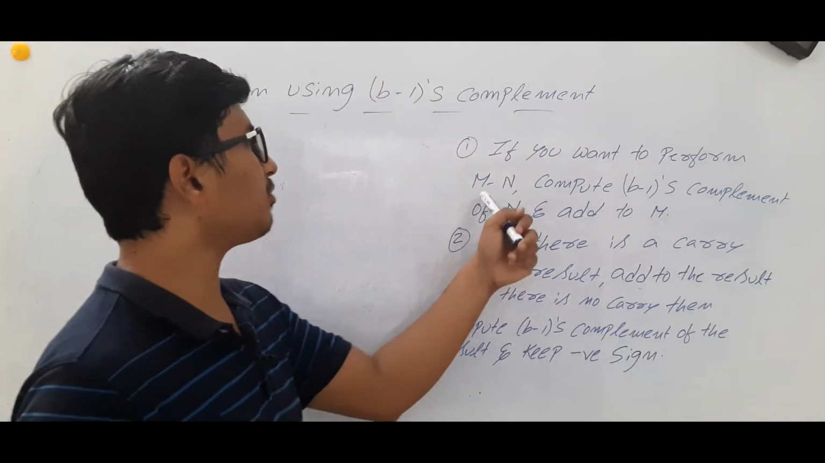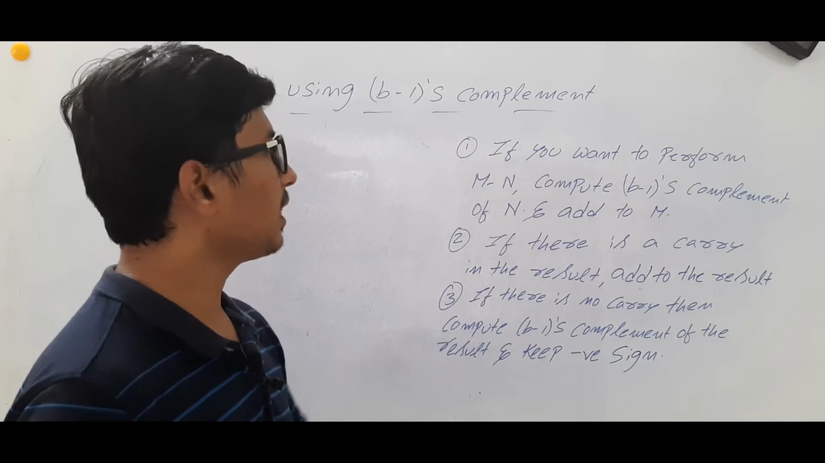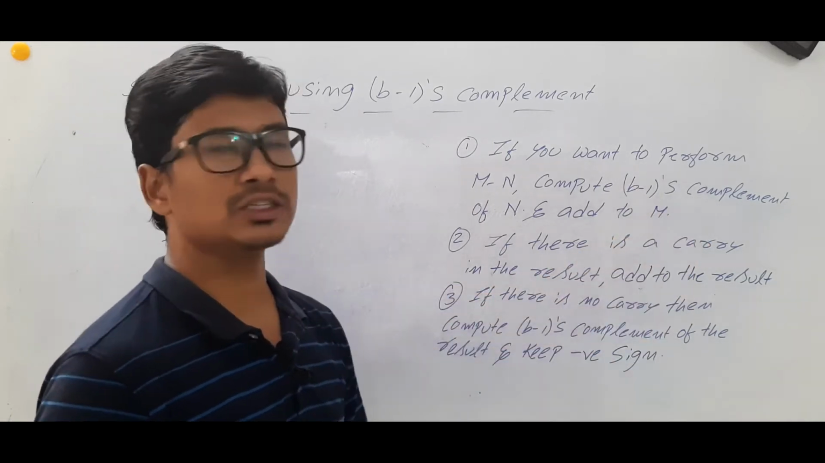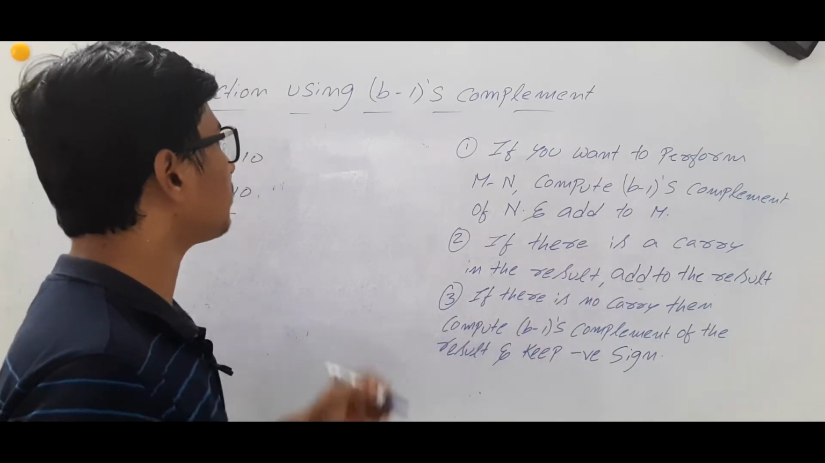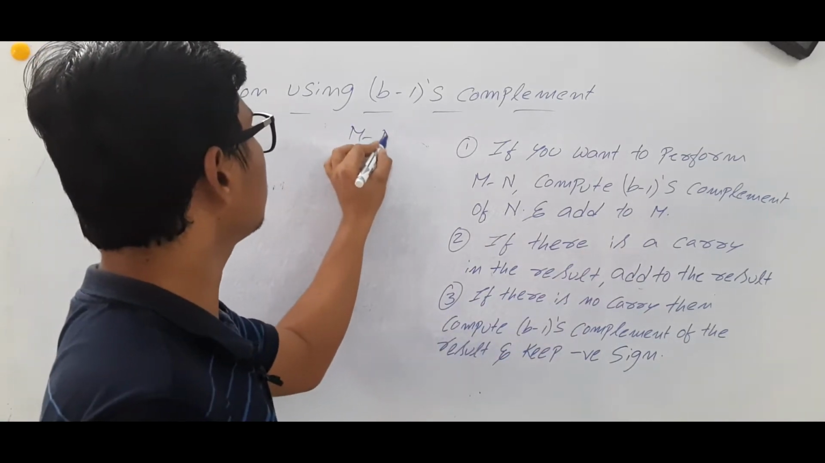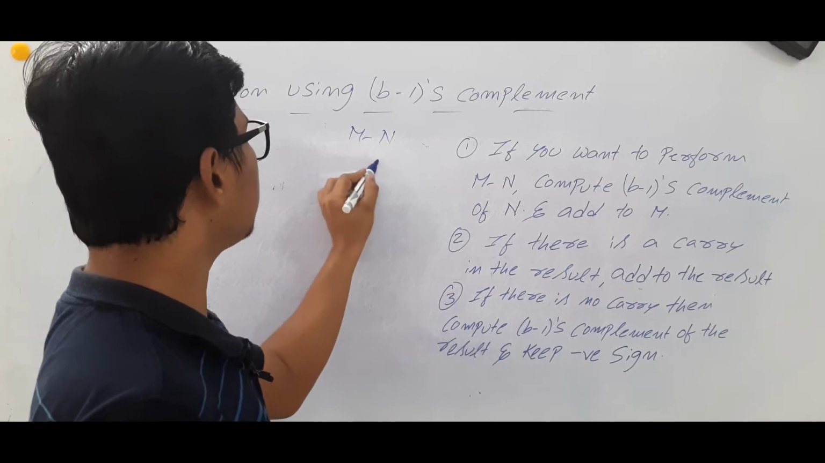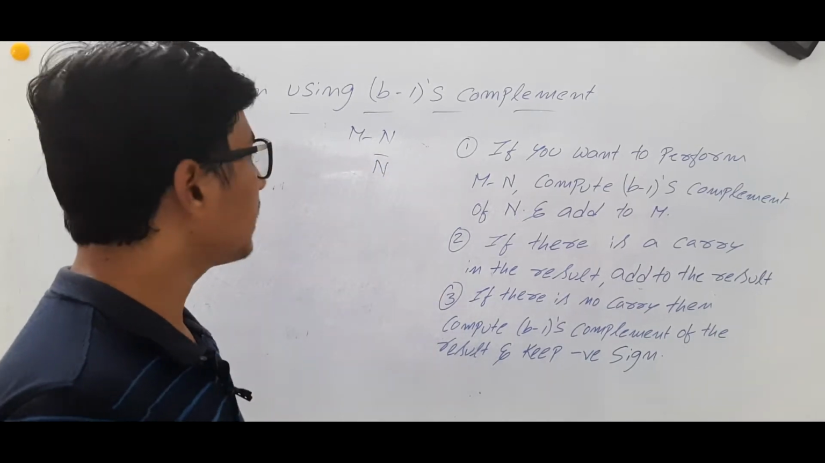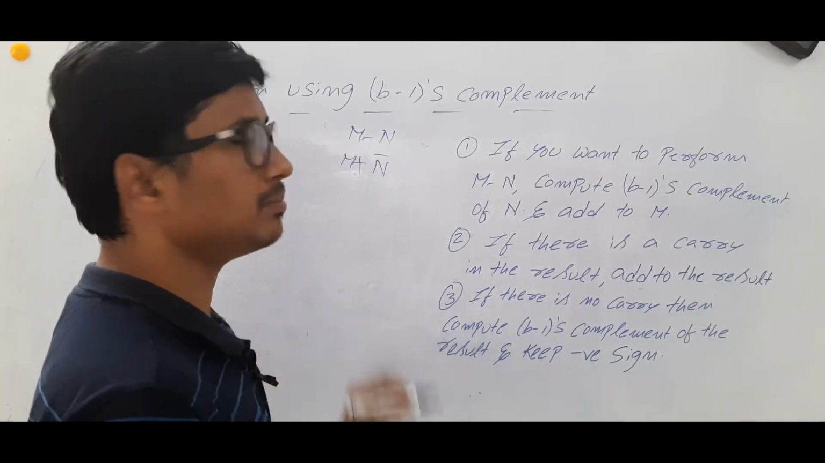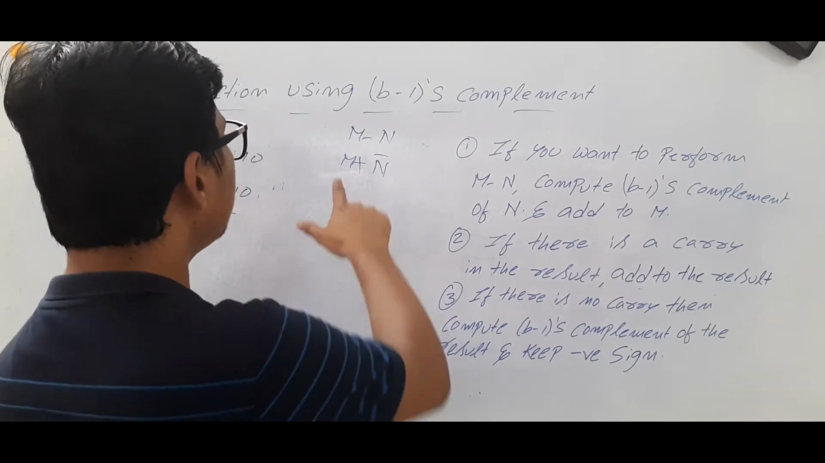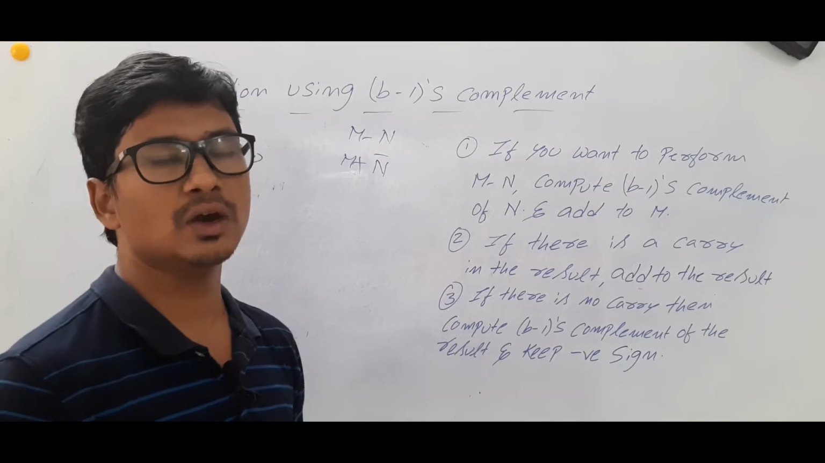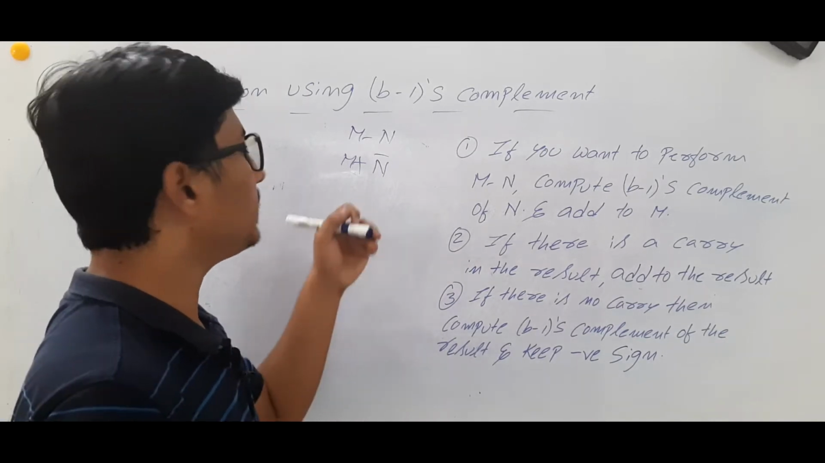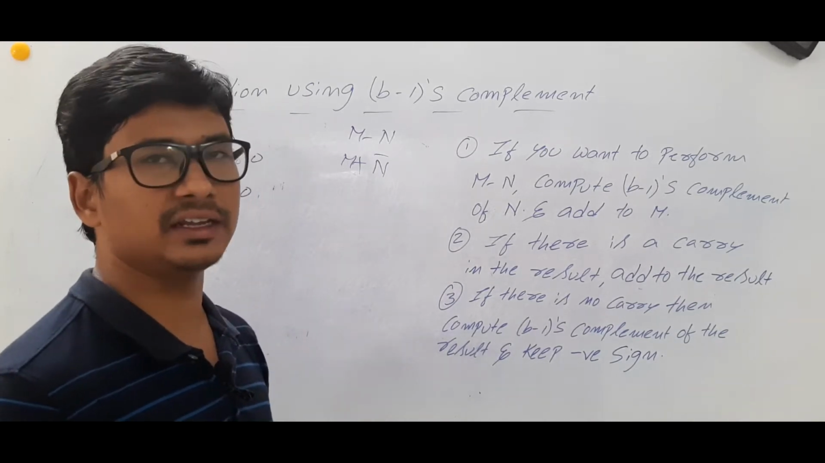If you want to perform m minus n, then compute the b minus 1's complement of n and add it to m. So, if you want to perform m minus n, first compute the b minus 1's complement of n and add it to the m. Once you add m and n's complement, you may get two cases. What are the two cases? One is that there will be a carry, or there may not be a carry in the result.